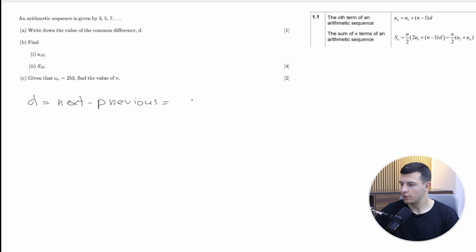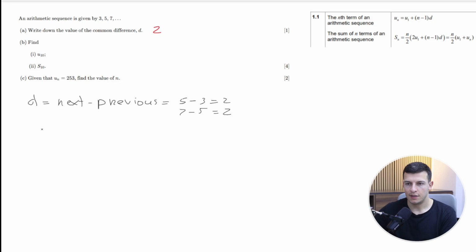So it's going to be, what do we have? Next one, we can take 5 and 3. That's going to be 2. Or we can take, like I said, 7 minus 5, which is also going to be 2. So our difference is 2. And what's happening here? This is an increasing sequence. Every time we add 2, so the next one is going to be 9, and then 11, then 13, etc.